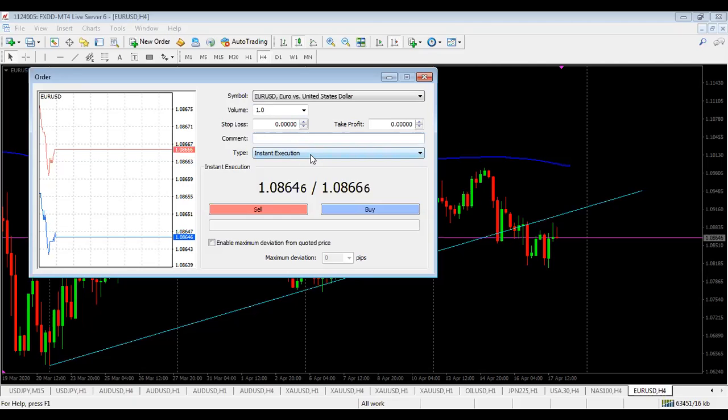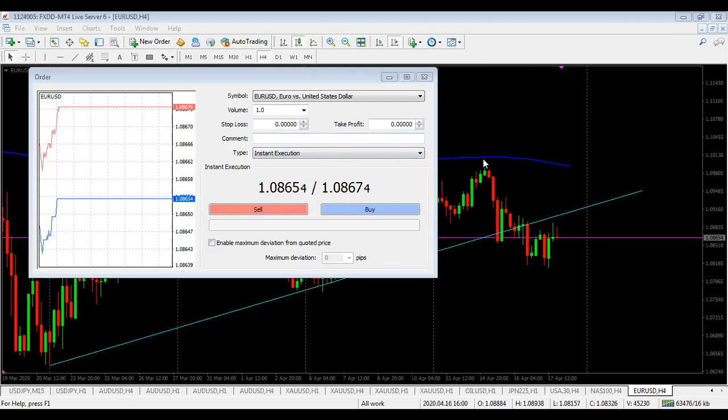And here it's instant execution. It means the order will start right now. I mean, I will push sell or buy and the order will start. You understand? So in case I push sell or buy, with instant execution, it means the trade will start immediately.